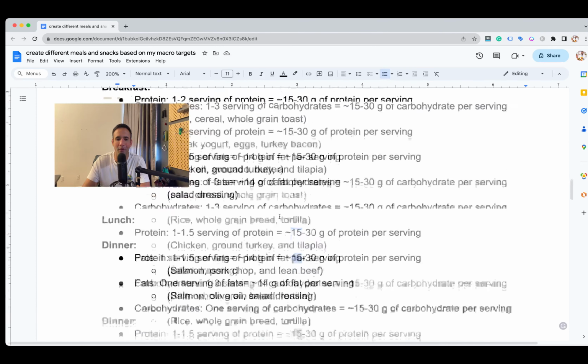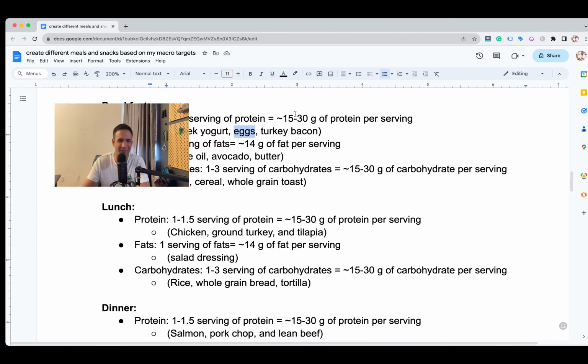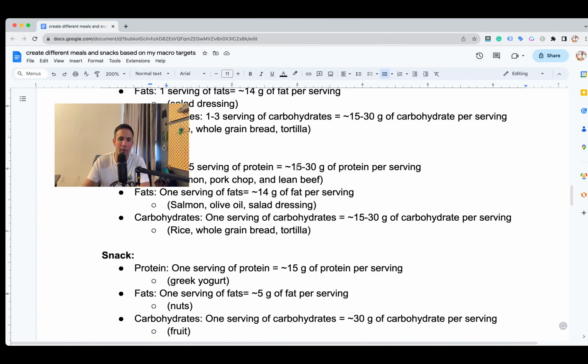So, right, when you think about it, Greek yogurt is going to be like 17 grams of protein. That's where that 15 is coming from. As far as these other options, a serving of pork chops is going to have more than 15 grams of protein. A serving of lean beef is going to have more than 15 grams of protein. Salmon, on the other hand, is probably going to have close to 18 to 19 grams of protein per serving.